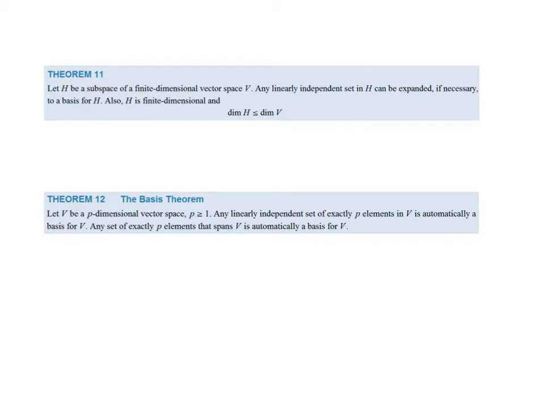And then the second part of it: any set of exactly p elements that spans V is also automatically a basis. Basically it means if I get one, linearly independent or spanning, and the set contains the right number of vectors, I don't need to check the other one. If it's linearly independent, it has to span, so it's a basis. If it spans, it has to be linearly independent. It's a basis. That's what that one says.